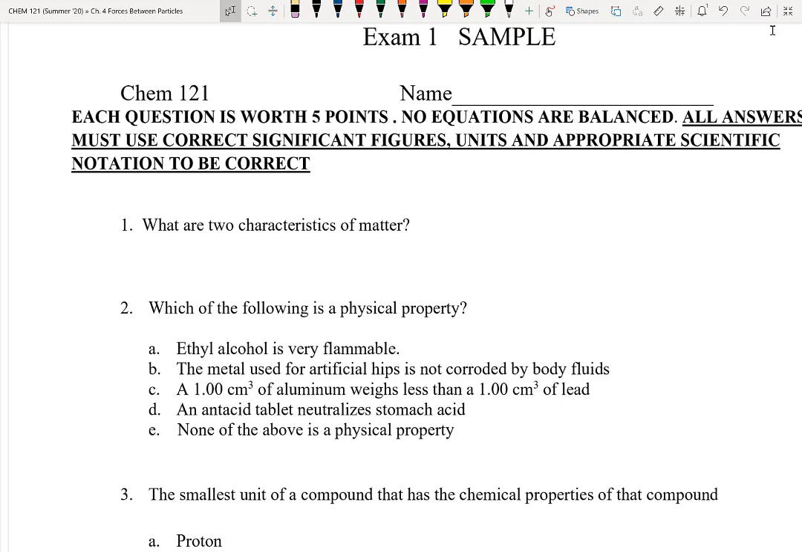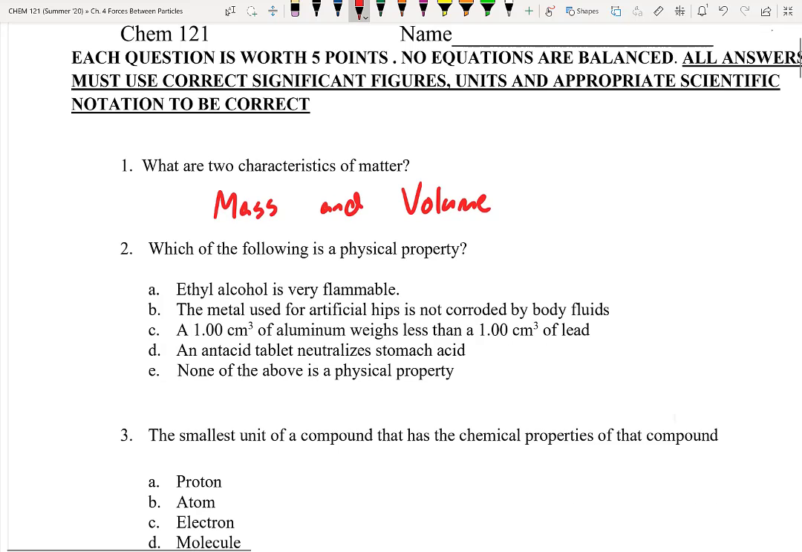So what are the two characteristics of matter? There's one that's easy to remember. All matter must have mass. What's the other one? Does anybody know? Volume. Volume, exactly. And really, those are the two things that we must have if we're talking about matter. We must be able to get a mass, and we must be able to get a volume of it. All right, and next one.